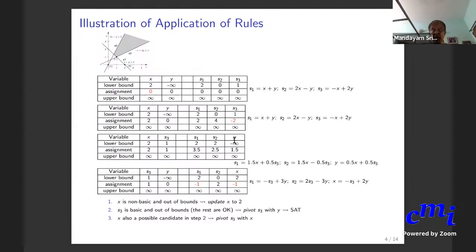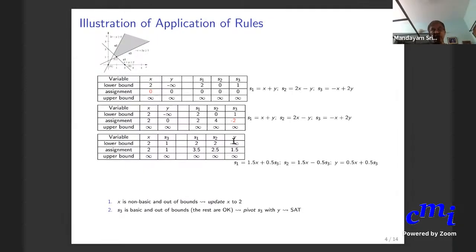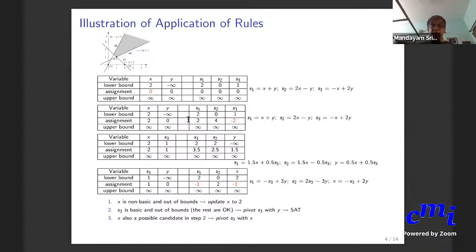Here, in the previous case, of course, you will have to be using the variable ordering. Even with these inference rules, you will be using a strict variable ordering. So there, I assume that Y was before X, because X is also a possible option to fix the outer bound violation of S3 here.